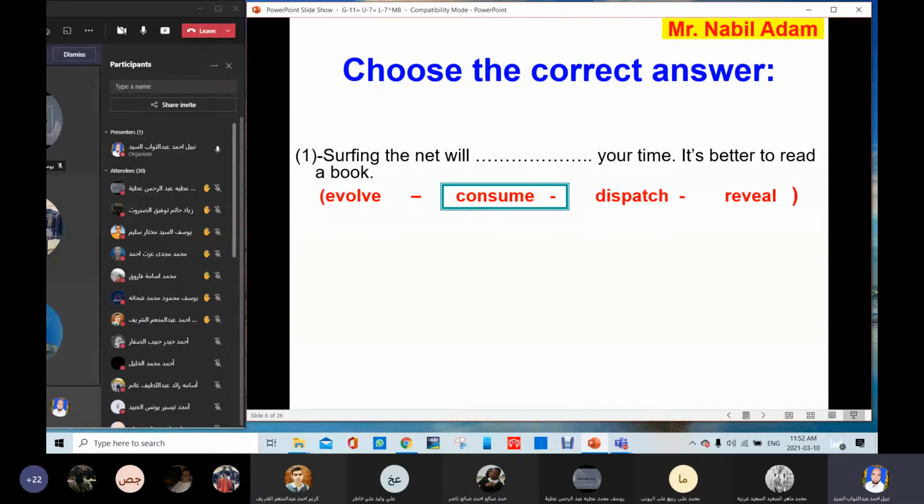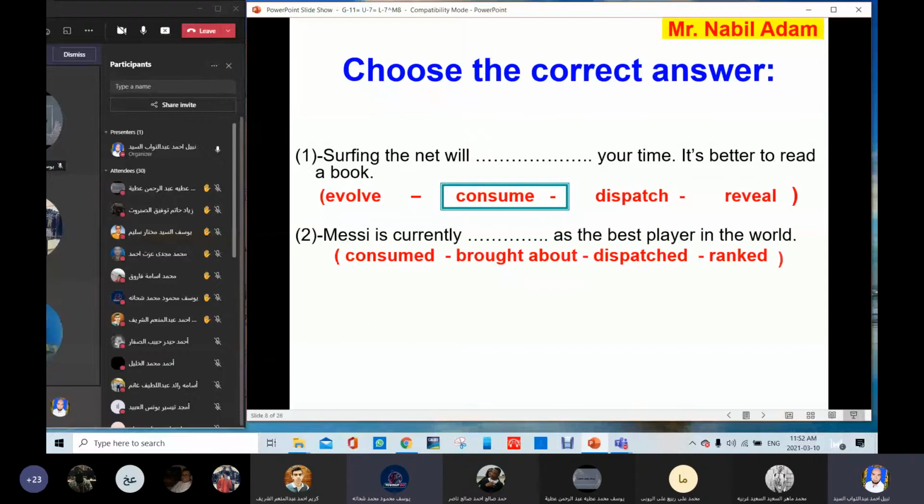Number two. Yusuf Mahmoud Shahata. Okay. Messi is currently ranked as the best player in the world. Yes, thank you. You can say Muhammad Salah is currently ranked as the best player in the world. Okay.